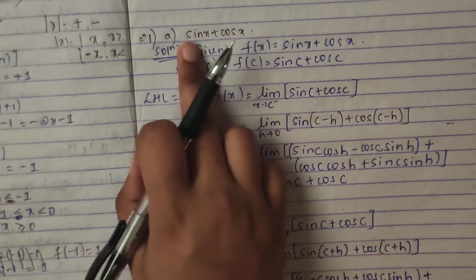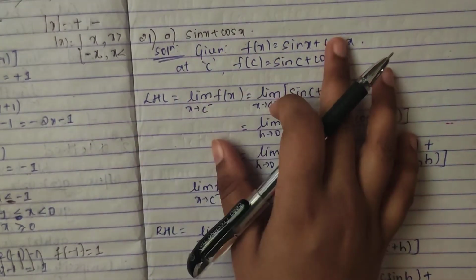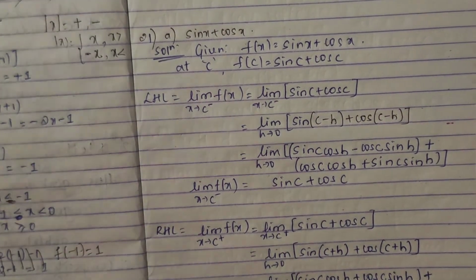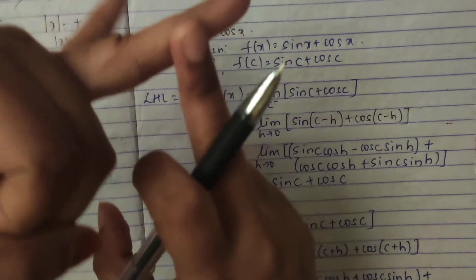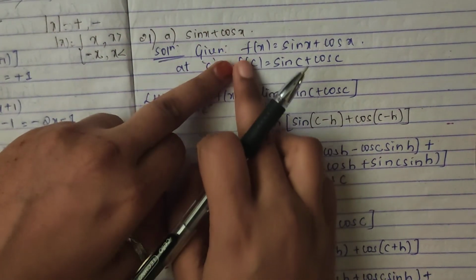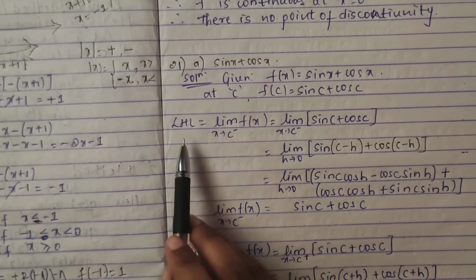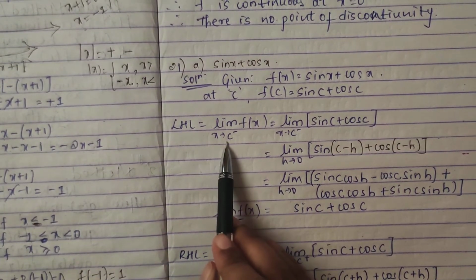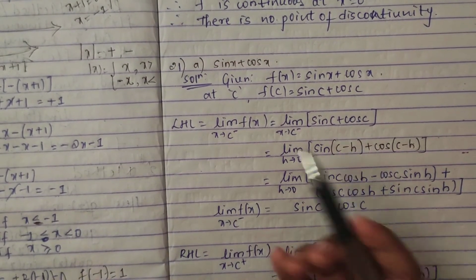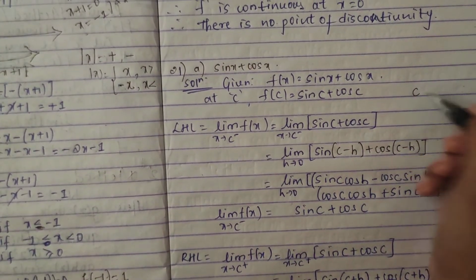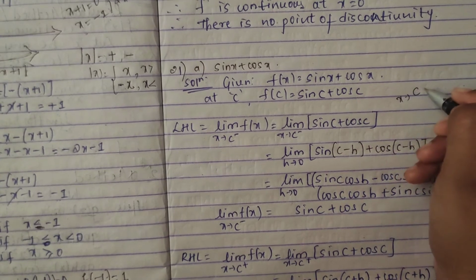So first question only, sin x plus cos x, write your given, and at c also we are checking. So at c we get sin c and cos c. So we'll go for LHL and RHL. If both are equal and this is also equal, meaning all 3 are equal, it is continuous. So first for LHL, limit f of x as x tends to c minus. I have said c minus means along with c there is some term, like c minus, it is not alone. So this will be like c minus h.